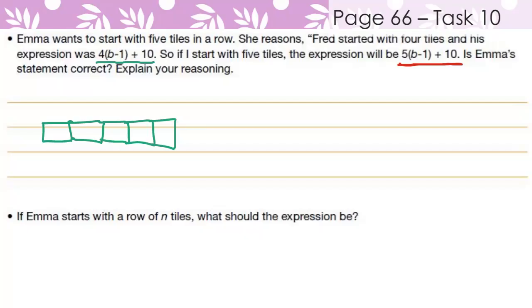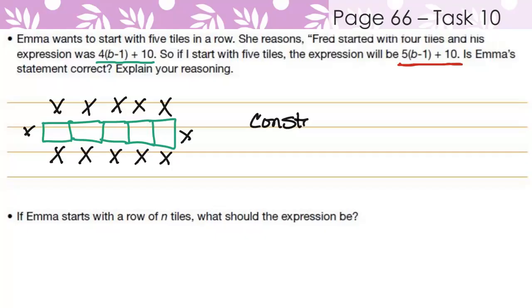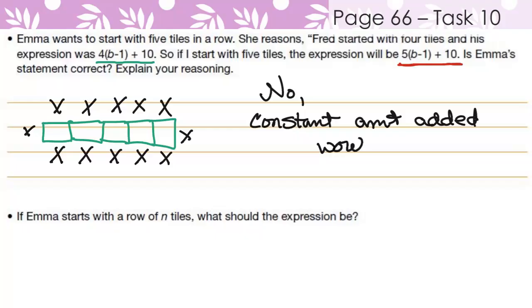Yes? And what is that reasoning? Since it's 5 boxes, that means the 4 that were above and under the previous one would be also increased by 1. So how many would be the constant amount? 12? Yes, excellent. So the constant for her is not going to be 10. It's going to be 12. So the constant amount, so is her statement correct? No, the constant amount added would be 12.